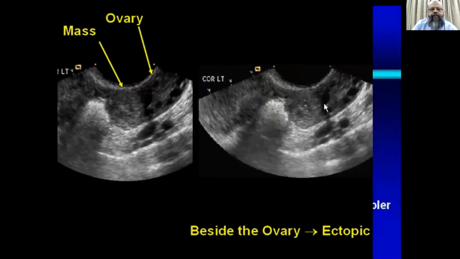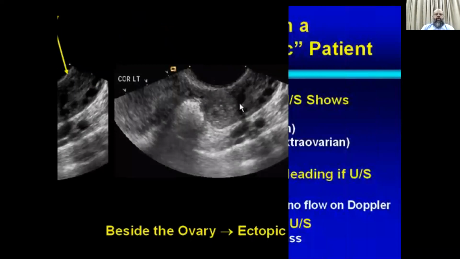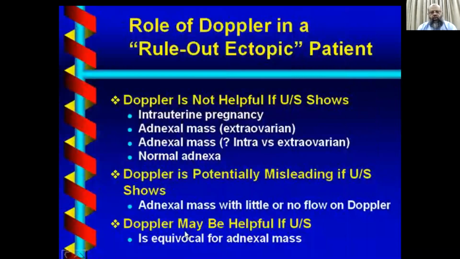It will be separated. Role of Doppler in ruling out ectopic pregnancy in patients: it is not much helpful in most cases, unless we are expert in measuring the peak systolic velocity and the resistive index of the feeding vessel, and can find the proper feeding vessel. Doppler is not helpful if ultrasound shows intrauterine pregnancy, adnexal mass, extraovarian adnexal mass, which can be intra versus extraovarian, or normal adnexa.